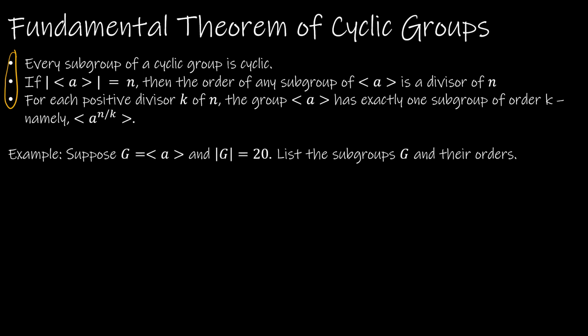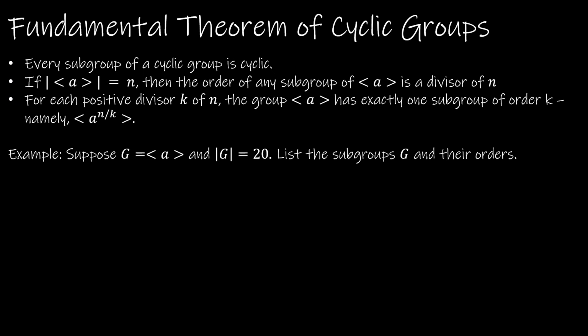If the order of the cyclic subgroup generated by A is n, then the order of any subgroup of the cyclic subgroup generated by A is a divisor of n, and again that means as a factor goes into n. For each positive divisor k of n, the cyclic subgroup generated by A has exactly one subgroup of order k, namely the subgroup A to the n divided by k. So let's take a look at an example because that's kind of a lot going on.